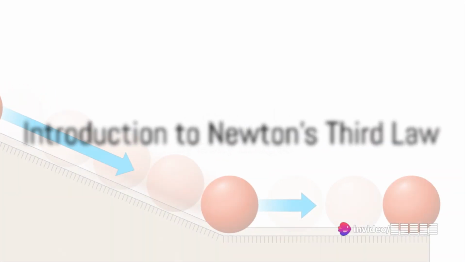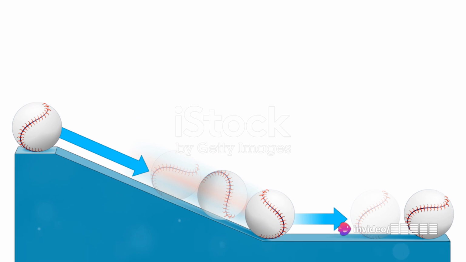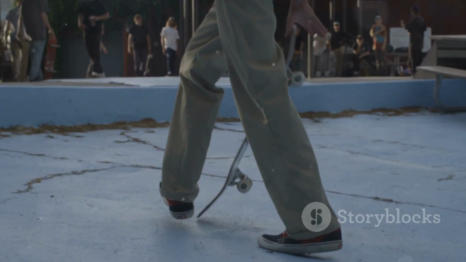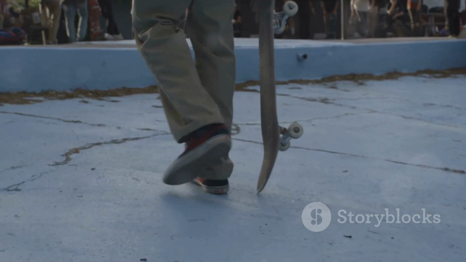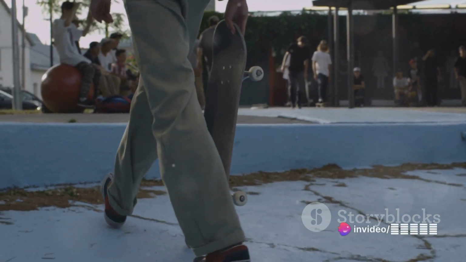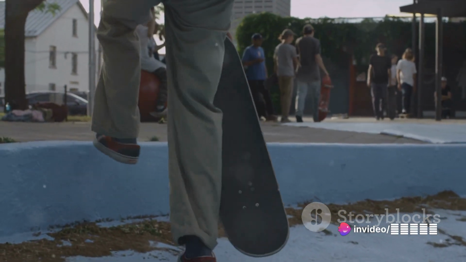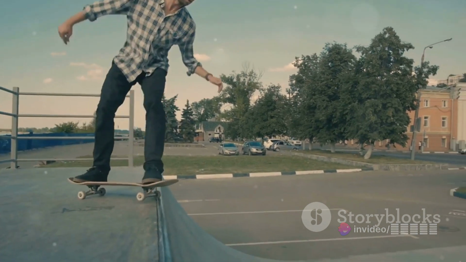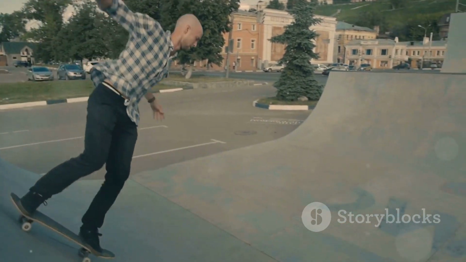Ever wondered why, when you push against a wall, it pushes back? Welcome to the fascinating world of Newton's third law of motion. Picture this: a skateboarder propelling forward by pushing off against the ground. Here, the action is the skateboarder pushing the ground backwards, and the reaction is the ground pushing the skateboarder forwards. This is a simple yet effective demonstration of Newton's third law of motion in action.